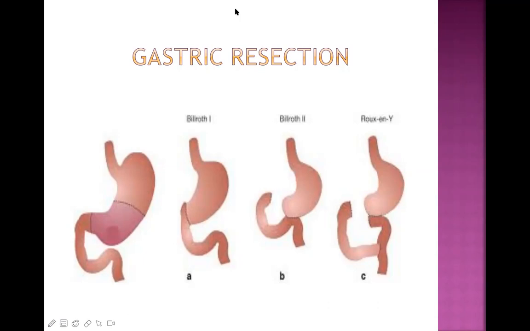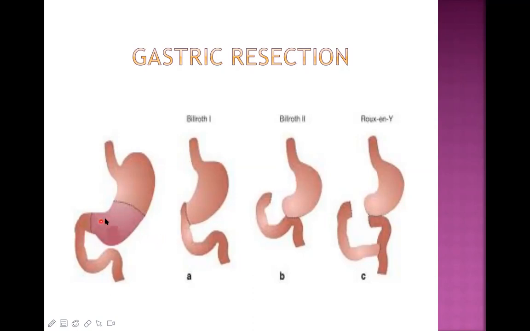Now, after doing gastric resection, we need to go for reconstructive surgery. See that this is gastric resection, the partial resection. Let me use the highlighter pointer here. See here, this is partial gastric resection. This part of the stomach is removed. Now we need to give continuity here. That is called reconstructive surgery.